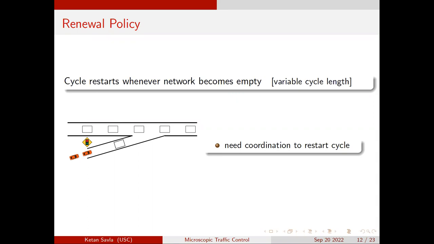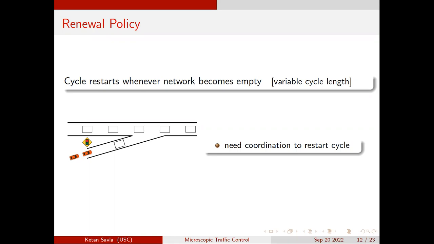Now, of course, clearly this is inefficient from many perspectives, right? Because the cycle will end only when the network becomes empty. So you are basically creating a scenario where there's congestion at the ramps, but then you're waiting for the entire network to become clear. Just wait for the analysis and you'll see some interesting phenomenon there. So definitely this policy at low and medium traffic is not going to do very well in terms of travel time. But at high traffic, it's going to do better than some of the existing algorithms also.